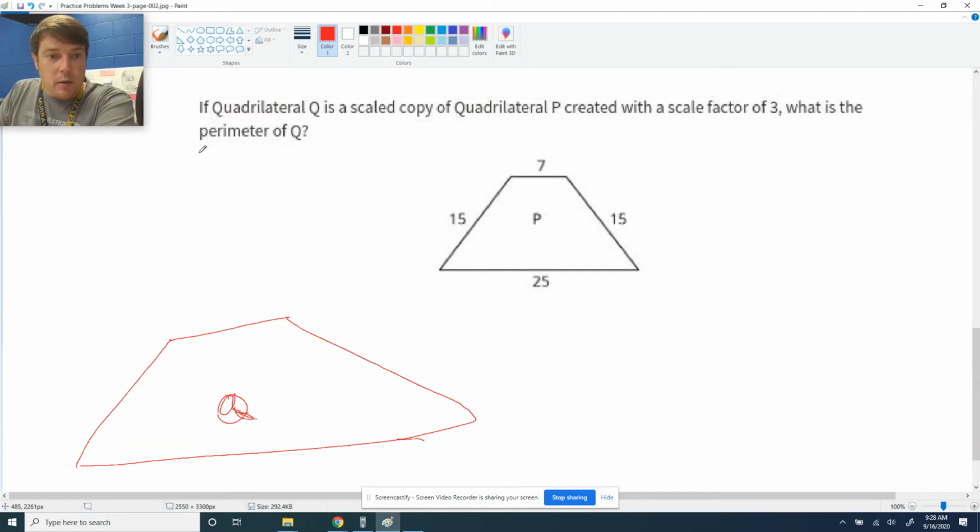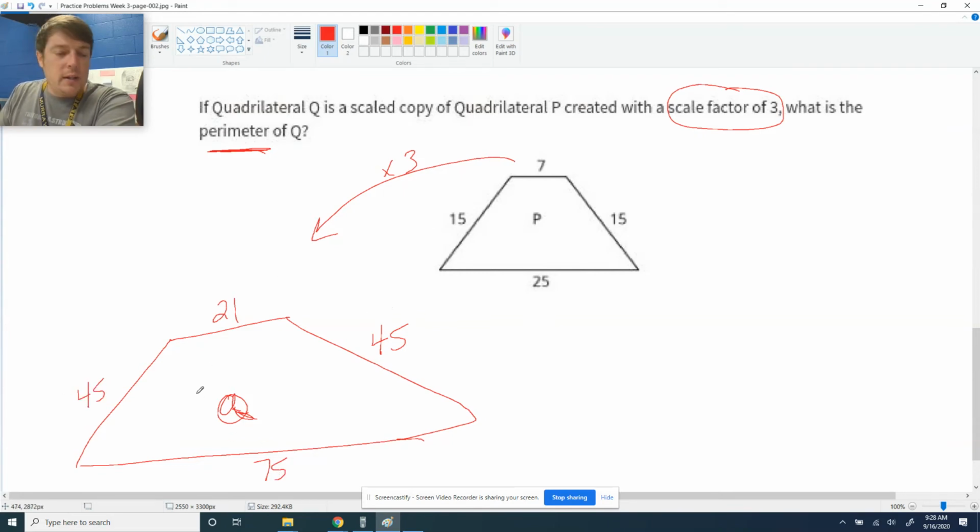Okay, so perimeter, we're going to know what that means, which might take us a minute to remember. But I think we do know what scale factor means. Every one of these is going to get multiplied by 3, right? So 7 times 3, 15 times 3, 25 times 3. 7 times 3 is 21. 15 times 3 is 45. 25 times 3 is 75. Okay, so we got our new lengths in our 3 times bigger shape, and perimeter means all sides added together. It's the distance around the figure. We're going to walk the perimeter of the shape, all the way around it.